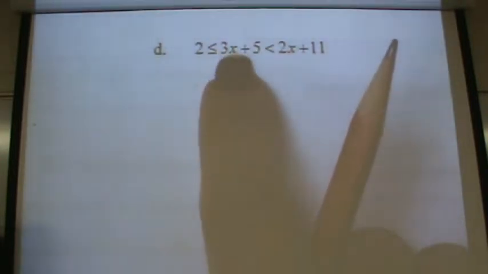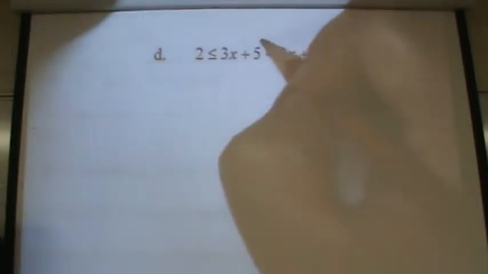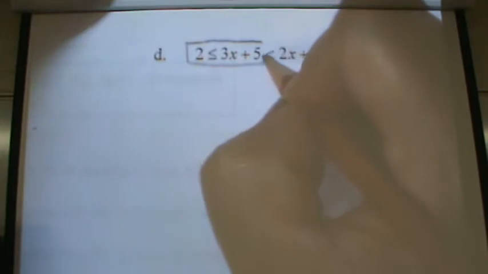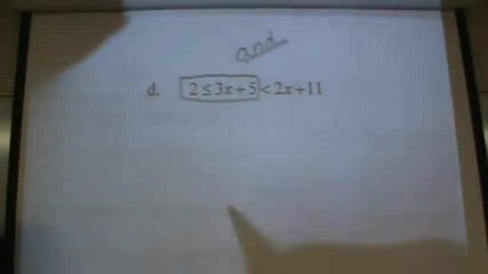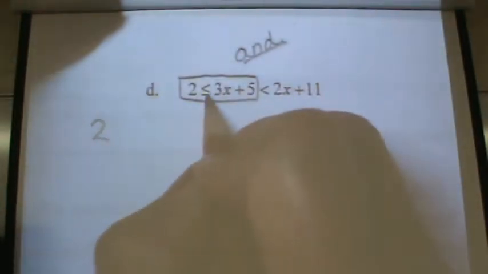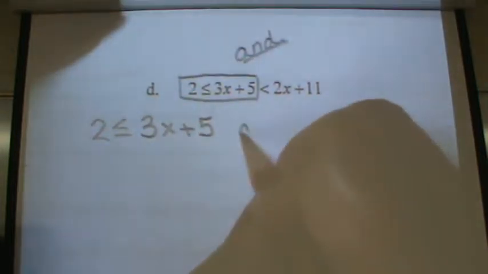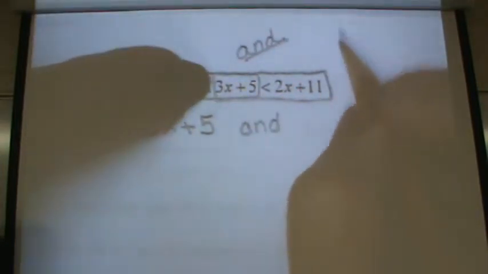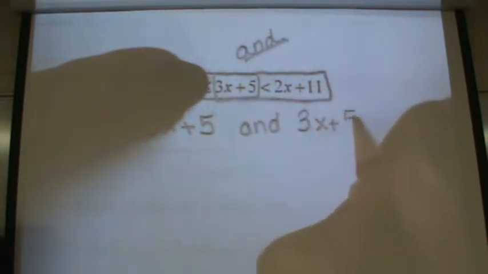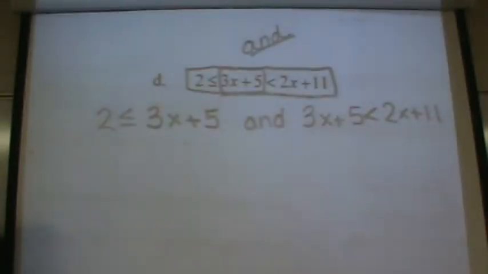I'm treating it the same. I would break this one up, because you have a variable in the middle and a variable here. You might have trouble doing it in one shot. It is an and. Can you tell me what this reads? It says 2 is less than or equal to 3x plus 5. And this is the other problem right here. Can you read that to me? 3x plus 5 is less than 2x plus 11. I would do this one separately because of the two different variables.